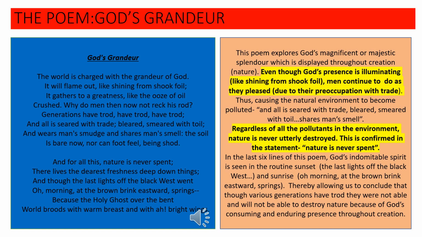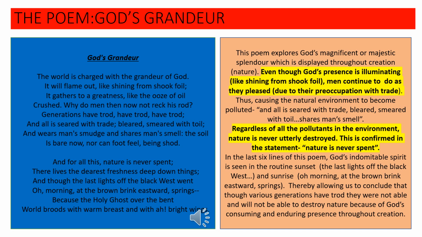In the last six lines of this poem, God's indomitable spirit is seen in the routine sunset, "the last lights off the black West went," and sunrise, "Oh, morning, at the brown brink eastward, springs," thereby allowing us to conclude that though various generations have trod, they were not able and will not be able to destroy nature because of God's consuming and enduring presence throughout creation.